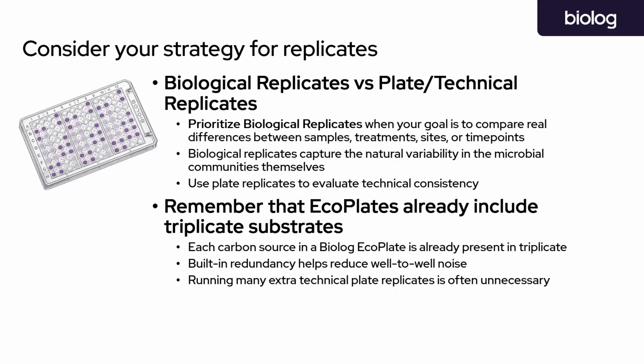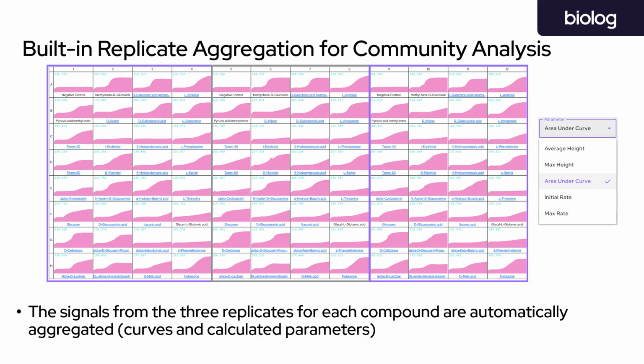And one important aspect when designing an EcoPlate experiment is having a replication strategy. So EcoPlates already contain a triplicate well for each substrate. And because of this built-in redundancy, it's often better to prioritize biological replicates rather than technical replicates. And so biological replicates capture natural variability between microbial communities, and that is typically the question that you're trying to study. So in our Odin platform, the three replicates for each substrate are automatically aggregated during analysis.